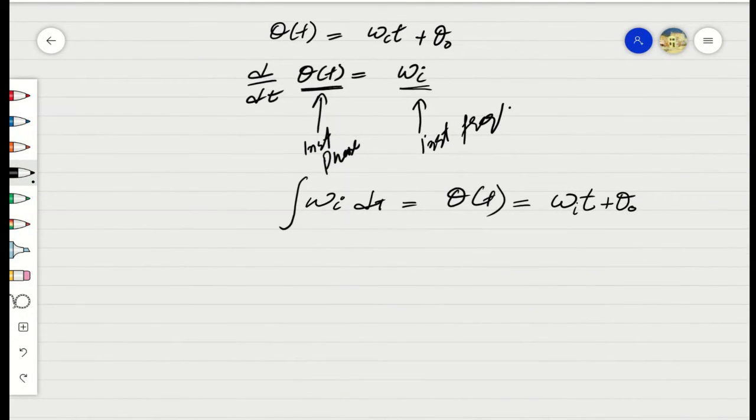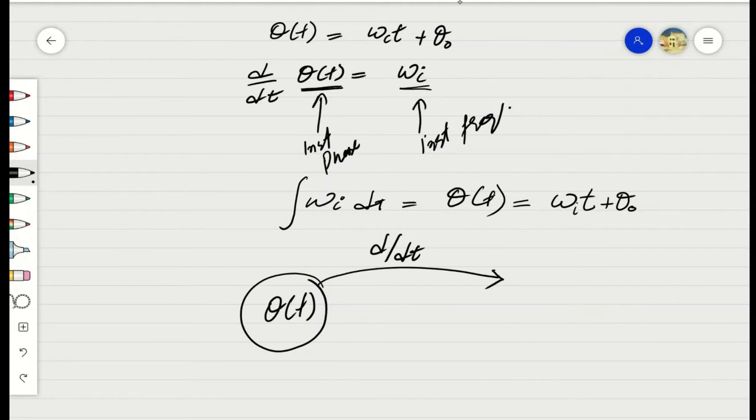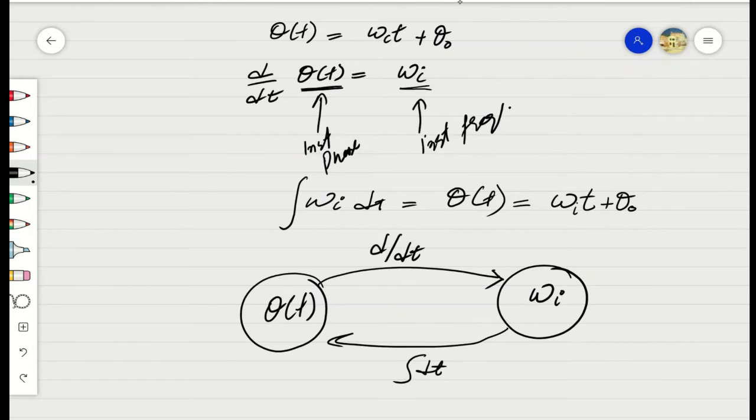If we express this relationship in terms of a diagram, instantaneous phase can be translated to instantaneous frequency by taking the derivative of the instantaneous phase, and by integrating the instantaneous frequency over time, instantaneous phase can be obtained. So in order to represent information over the carrier signal, either it can be represented by introducing variations in the instantaneous phase of the carrier with respect to the amplitude of the information signal, or the instantaneous frequency of the carrier signal can be varied with respect to the amplitude of the information signal.